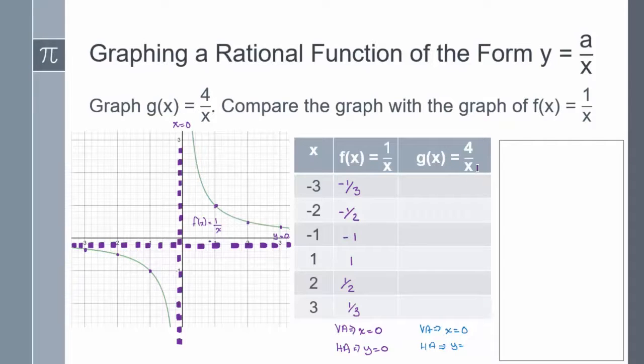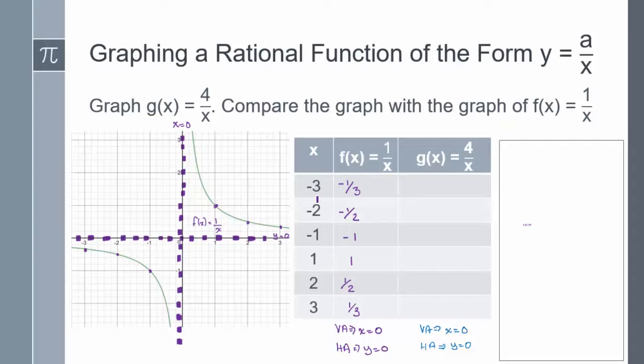Our horizontal asymptote is our shift in the graph in the y-axis, which we don't have a k value over here, so that is 0. Our vertical and horizontal asymptote for the function g of x equals 4 over x is the same as the vertical and horizontal asymptote for f of x equals 1 over x, which we already have on our graph.